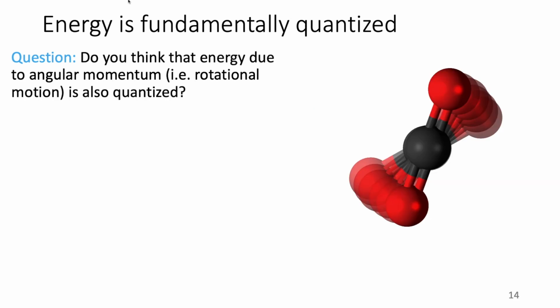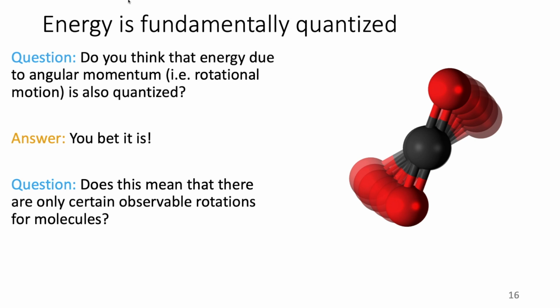And now that brings me to the next question. Do you think that energy due to angular momentum, i.e. rotational motion, is also quantized? So think about that for a second. Maybe pause the video. And yeah, you bet it is. Rotational motion causes an angular momentum. There's energy associated with that, right? If you think of a flywheel, for an engineering application, a flywheel is a rotating mass that stores energy. So absolutely, there's energy in a rotating mass. And if it's a quantum mechanical rotating mass, then yeah, that energy needs to be quantized.